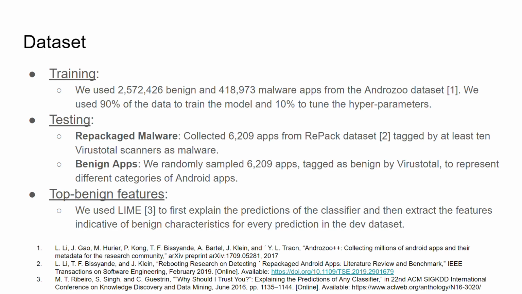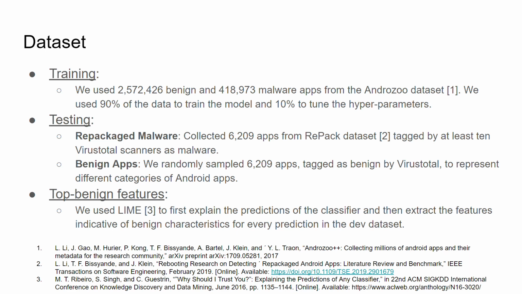For testing, we used 6,209 apps from the Repackaged dataset, which were tagged by at least 10 VirusTotal scanners. And for benign apps, we randomly sampled the same number of apps from Google Play, and these apps were not tagged by any of the scanners in VirusTotal.